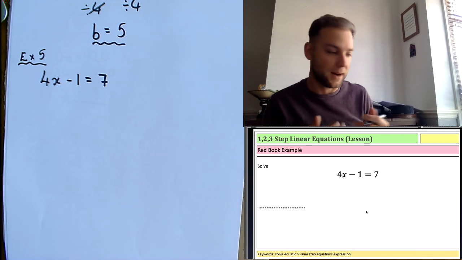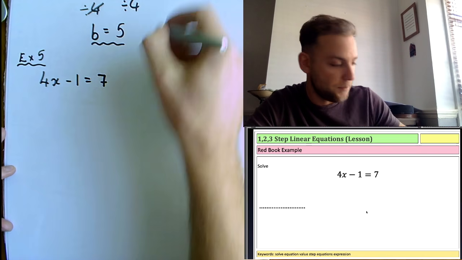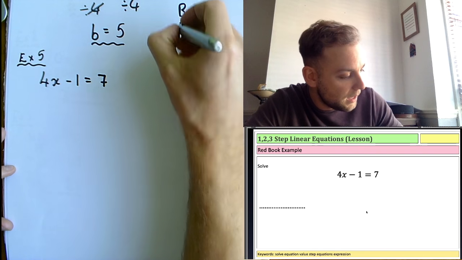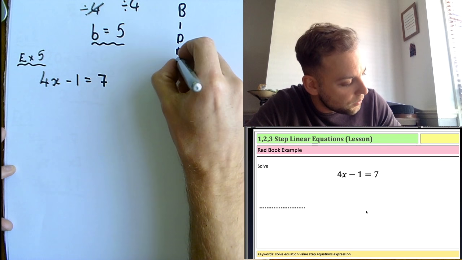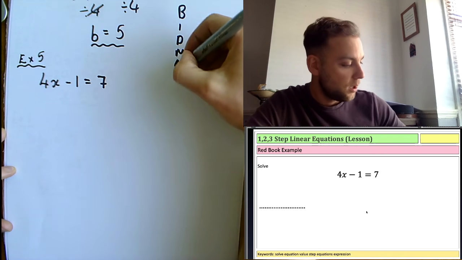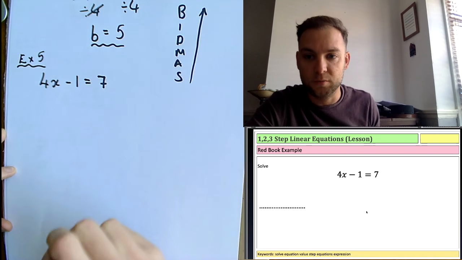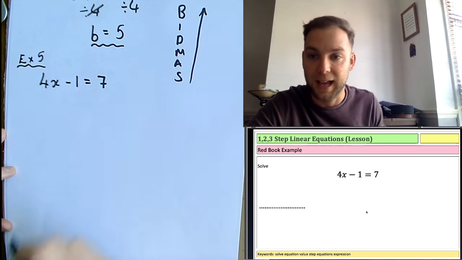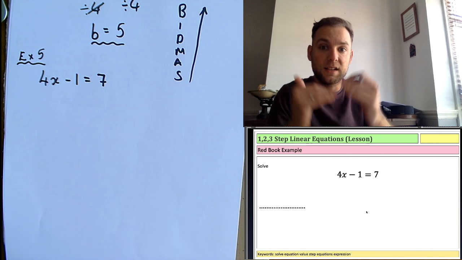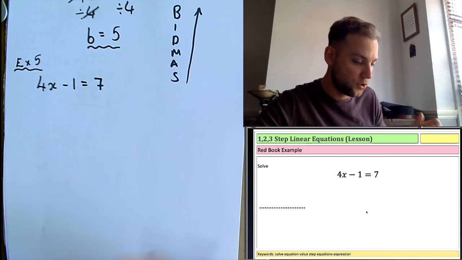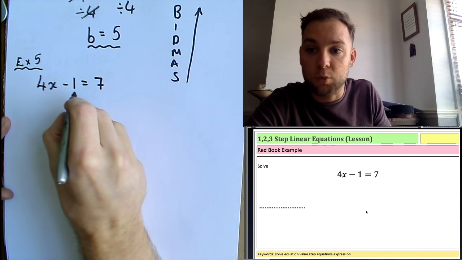You might want to think about it is, you might have seen BIDMAS or BODMAS, or the order of operation, and this is the order that we do things. Now when we're doing the inverse, we tend to try and go backwards from this. So I've got to get rid of this subtraction before I get rid of this multiplication. Now obviously that changes if you've got fractions and things, but for now, let's just think about that. So I need to get rid of this minus 1 first.